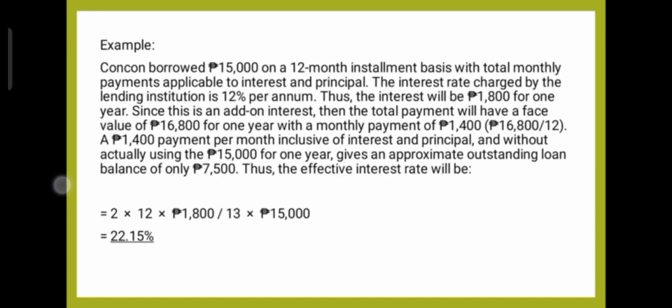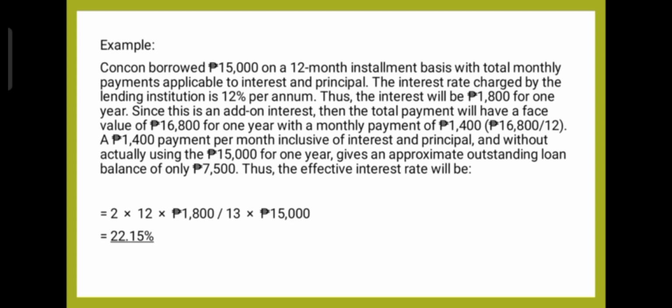So here's an example. Concon borrowed 15,000 pesos on a 12-month installment basis with total monthly payments applicable on interest and principal. The interest rate charged by the lending institution is 12% per loan.